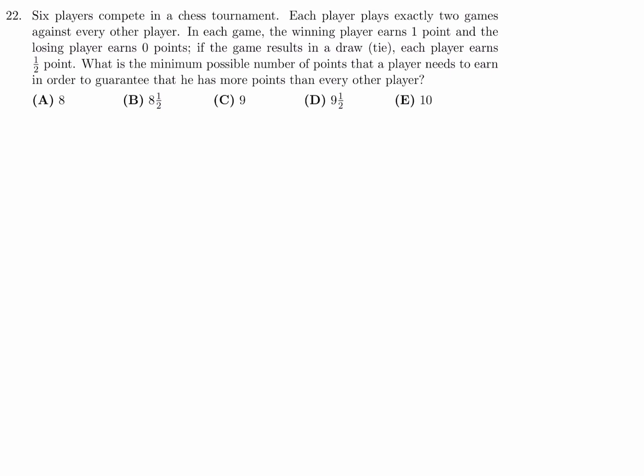Well, let's see here. Each player plays exactly 2 games against every other player. So there's 6 players, so let's say A, B, C, D, E, and F represent the players. Each player is going to play the other 5 players twice, so each player plays 10 games.